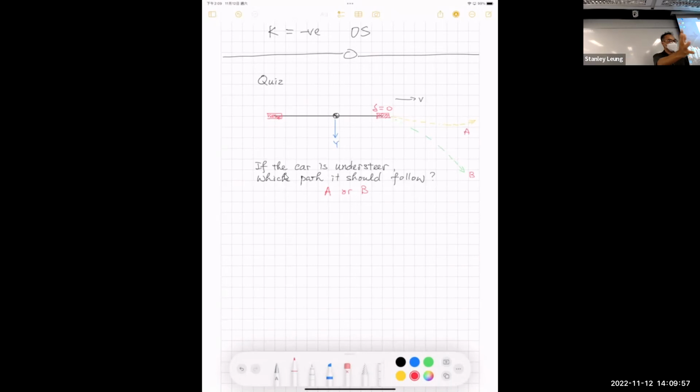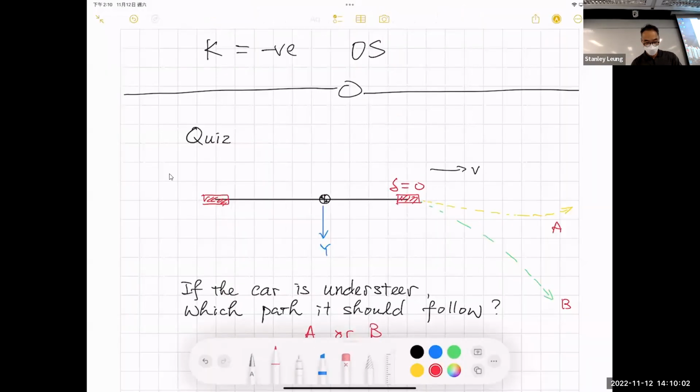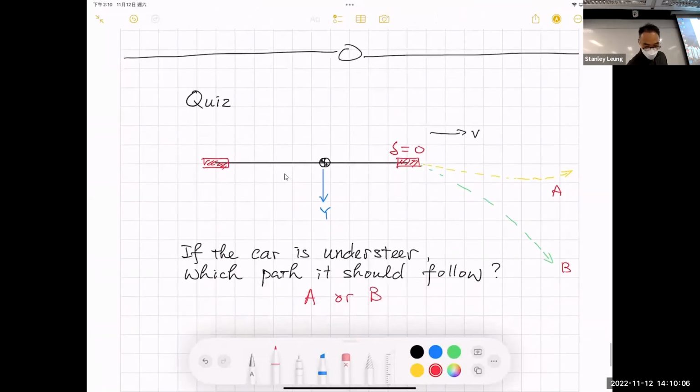Maybe you can zoom a bit more so that we can see the A and B more clearly. Is A the straight line or the slight curve? Curve. So this is not going to be a straight one, this would be neutral steer. So one of them is oversteer and one of them is understeer. Right? So what do you think, is it A or B? Just a quick check of your knowledge. Just apply the force.